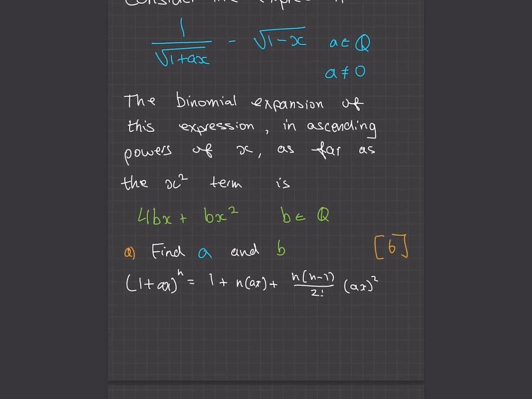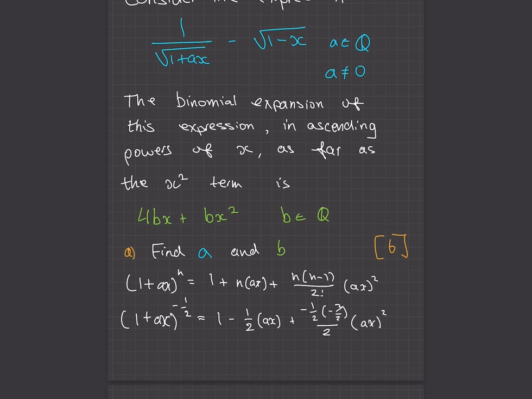The first one is going to be 1 plus ax, and because it's a root, but on the bottom of the fraction, it's going to be to the power of minus 1/2. So this is equal to 1 minus 1/2 ax plus minus 1/2 times minus 3 over 2, over 2 factorial, and 2 factorial is just 2, times ax all squared.